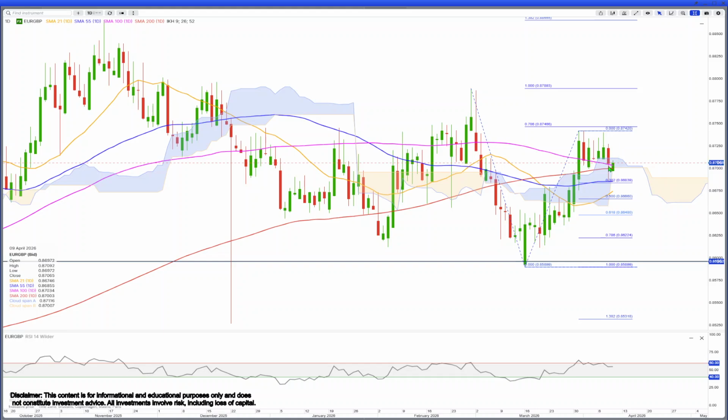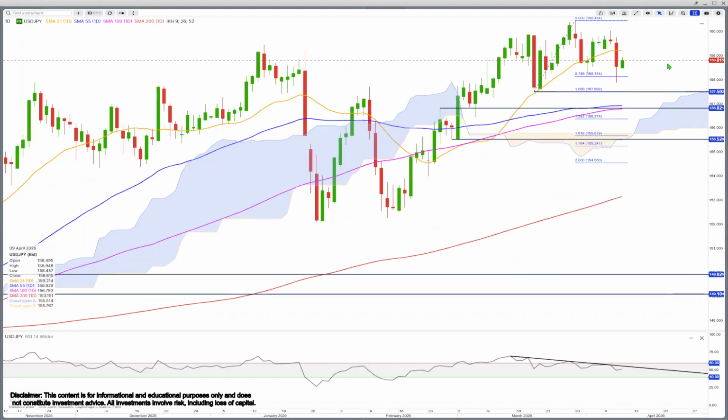I mean, we are above the cloud, but 55 is flat there. 200 moving average is a little bit rising, but the 100 is declining. So a little bit of a battle going on, can't go on for the foreseeable future.